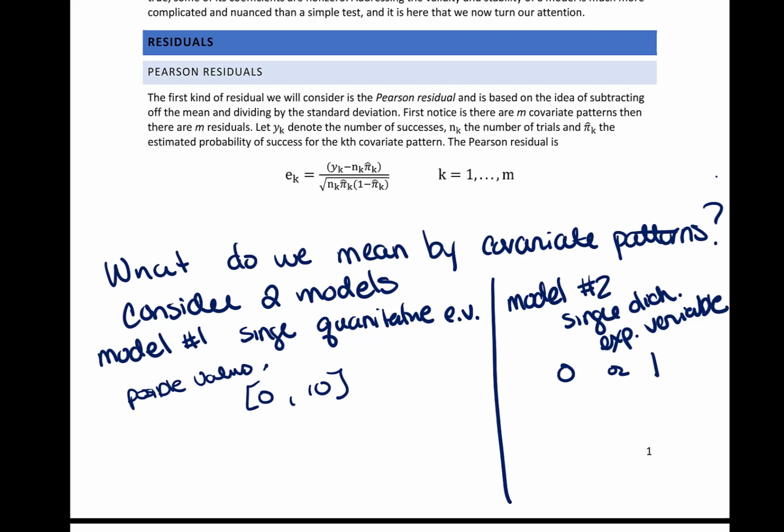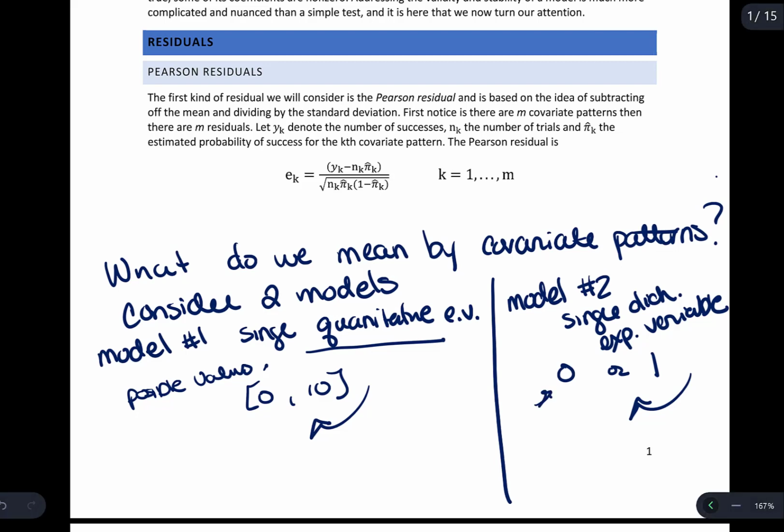When we think of the possible covariate patterns, in model 1 we may have lots and lots of values for our quantitative variable with no overlap. Whereas in model 2, we're going to have lots and lots of overlap in the values that our covariate takes. For example, we might have 100 observations that had 0 for the explanatory variable and 200 that had 1. In this case, we would only have 2 covariate patterns.